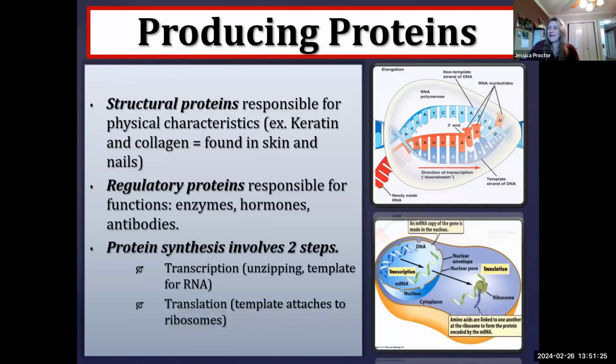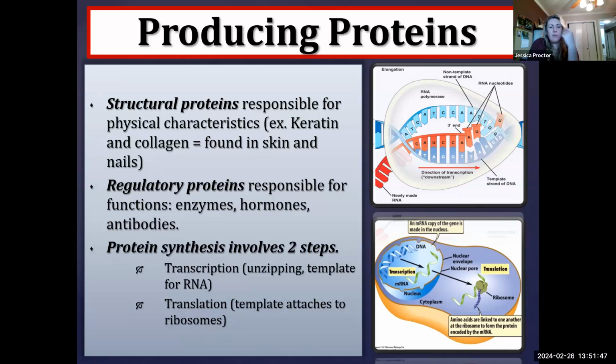All right, so just like there's types of cells and classes of cells and types of DNA, there's also types of proteins. So there are structural and regulatory proteins. The structural proteins are responsible for our physical characteristics. Some examples would be keratin and collagen. These are structural proteins that are found in both our skin and our nails.